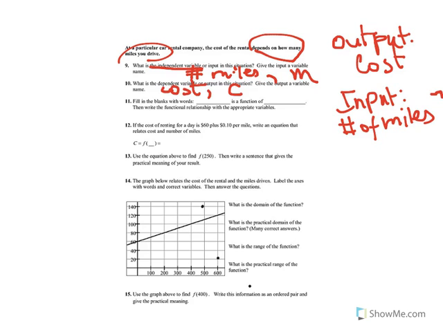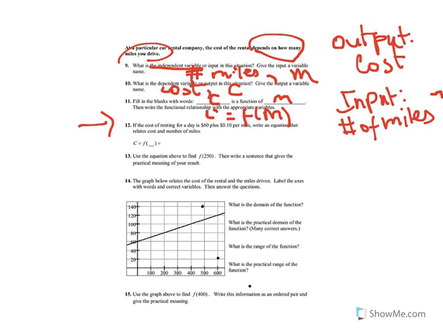So we know now that C, my cost, is a function of the number of miles, M. Okay? And the way I'm going to write it is C, right? My cost is a function of the number of miles. So the cost of renting, let's go to problem number 12. If the cost of renting for a day is $60 plus 10 cents per mile, we can write the equation.